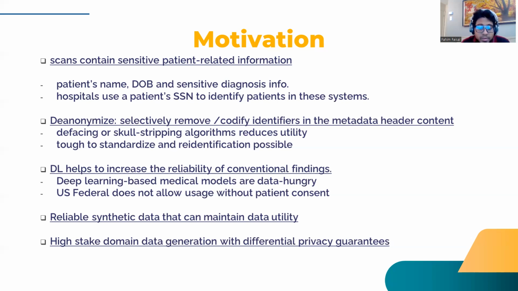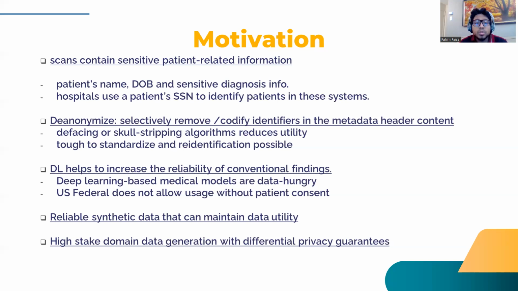And sometimes defacing with face recognition algorithms also reduces utility. But in the medical domain, re-identification and reduced utility are a big risk. So we know that deep learning and computer vision can help us increase the reliability of conventional findings. But deep learning based medical models are data hungry. They require a lot of data, and federal law does not allow us to use private information of the patient.